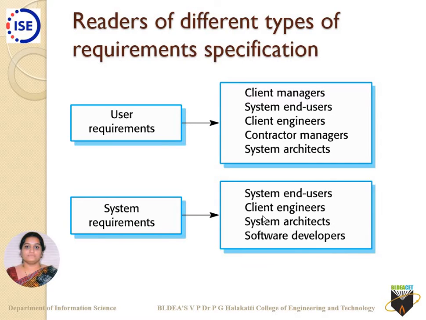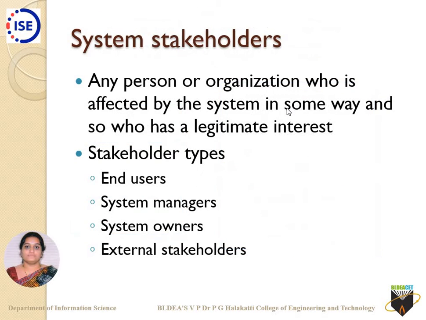System requirements come from system end users, client engineers, system architects, and software developers. They all give you the feed about system requirements: what is best required for a system so that all these user requirements will be fulfilled. Now, system stakeholders. Who are they? Stakeholders are end users, system managers, system owners, and external stakeholders. All of them are system stakeholders.